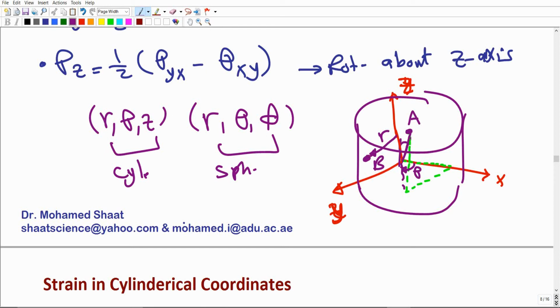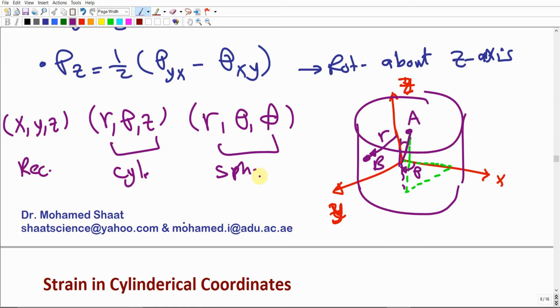So generally we have three different types of coordinates of points: x, y, and z, which, as I mentioned, are the rectangular coordinates; r, theta, and z, the cylindrical coordinates; and r, theta, and phi, the spherical coordinates. I'm not going to go through the transformation from rectangular to cylindrical, or cylindrical to spherical, or rectangular to spherical.